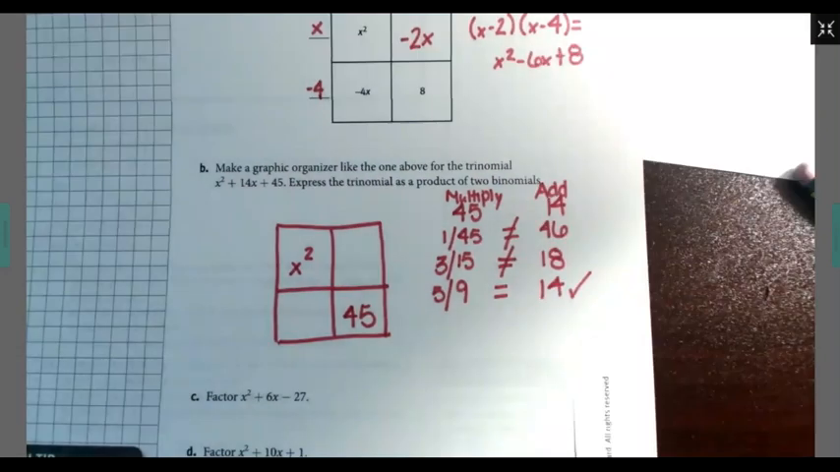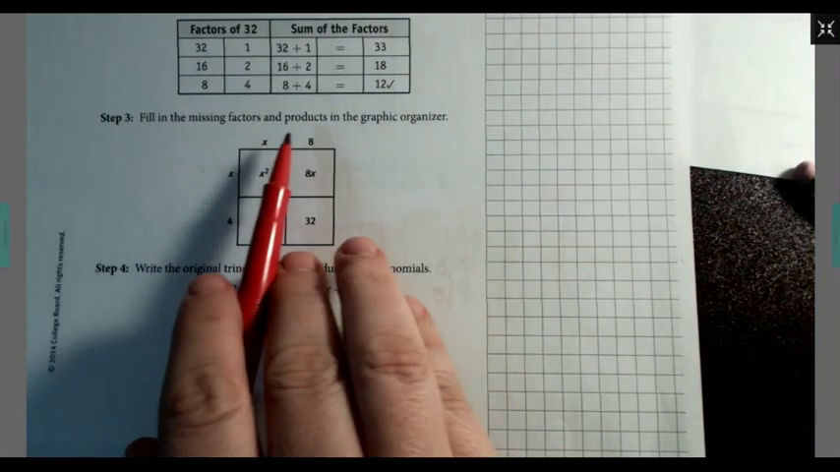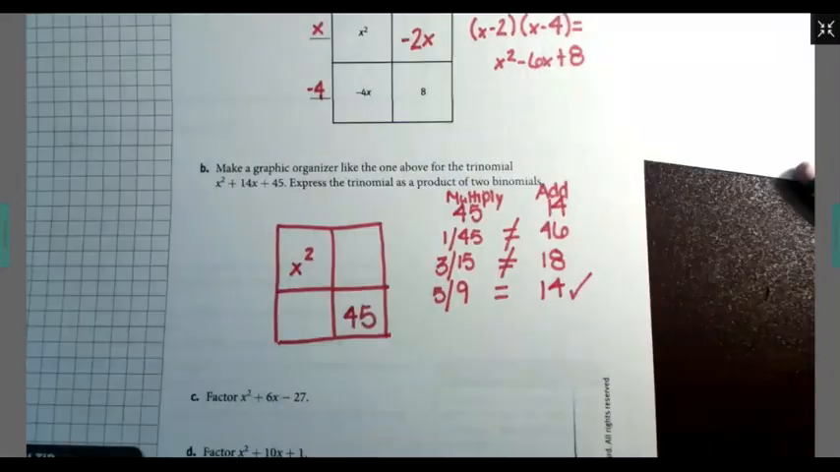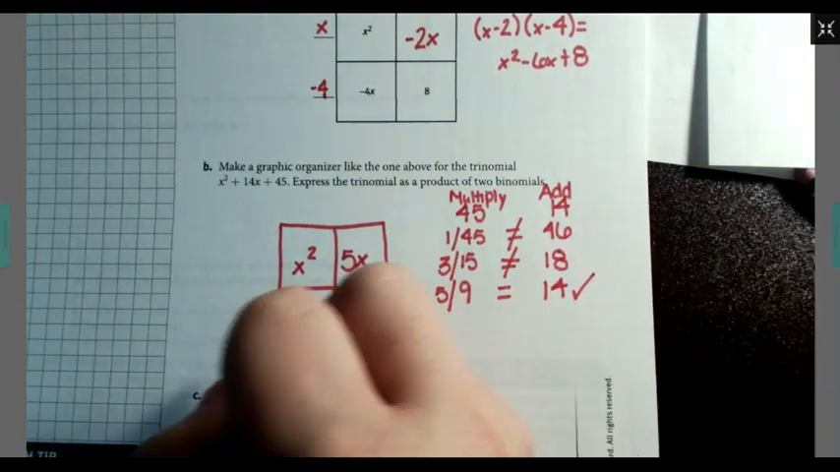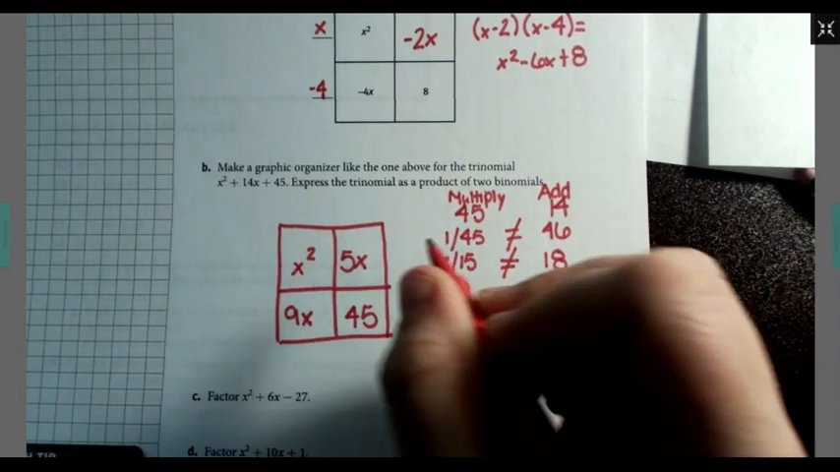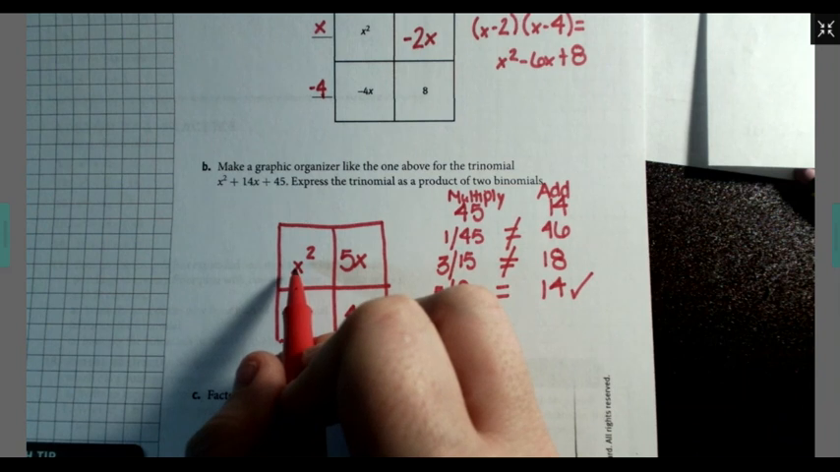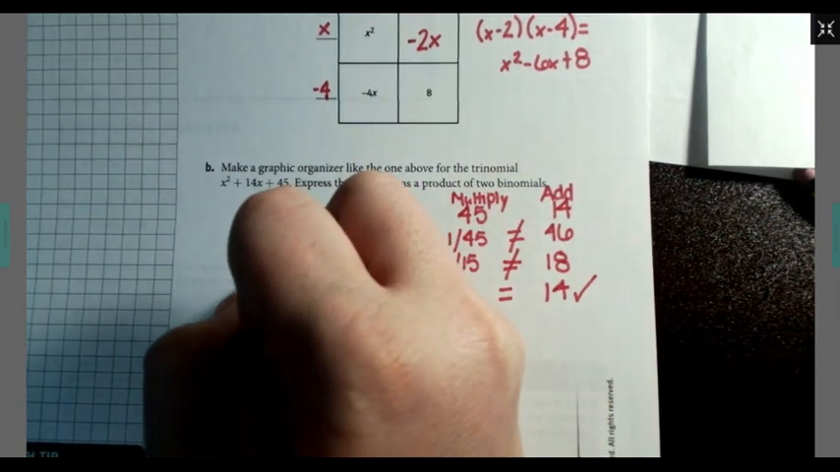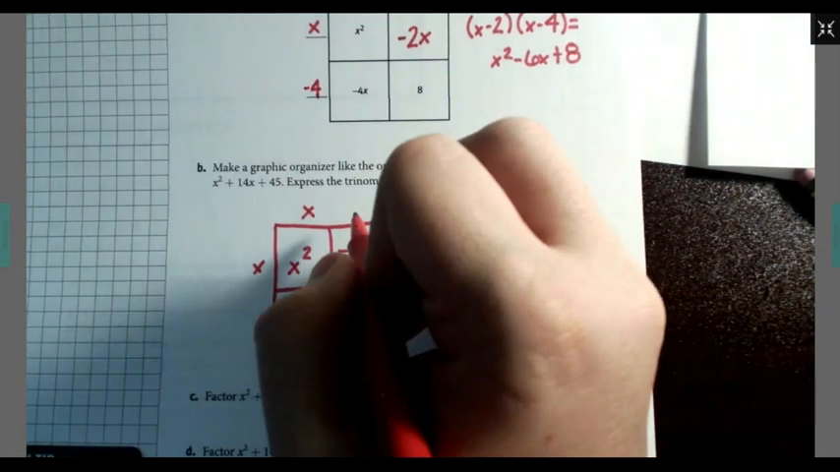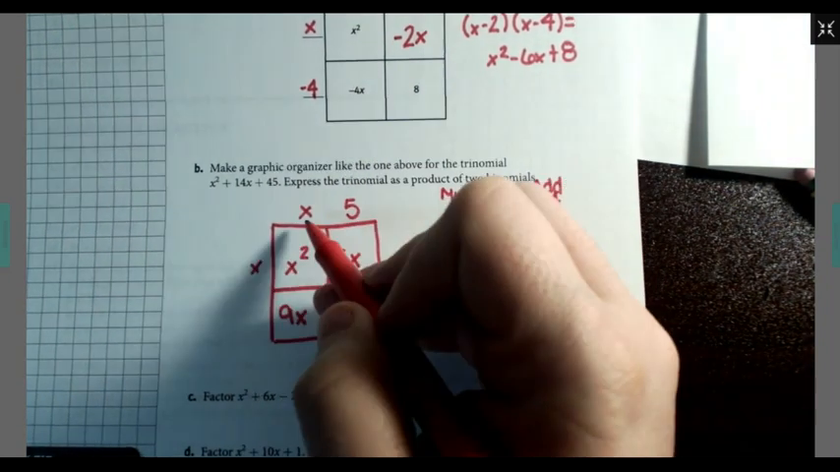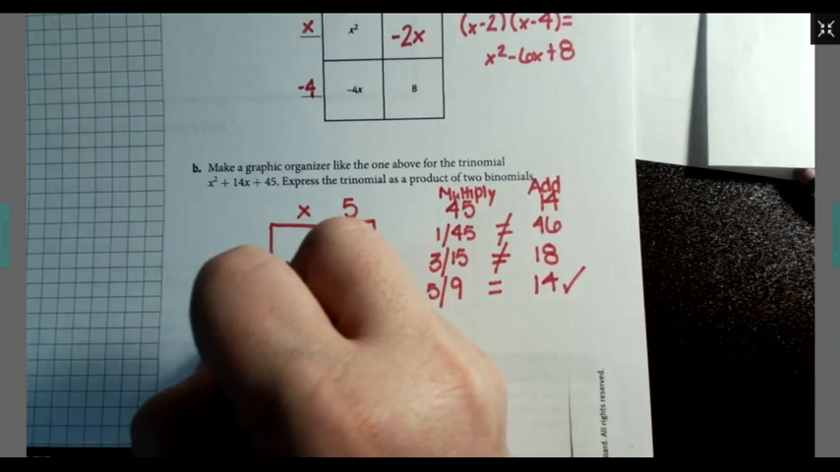So after I identify these, we're going to fill in the missing factors and products in the graphic organizer. So one of these is going to be 5x. One of these is going to be 9x. These are my coefficients. What times what gives me x squared? X and x. What times x gives me 5x? 5. What times x gives me 9x? 9.